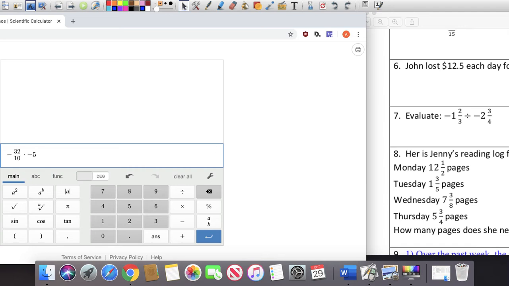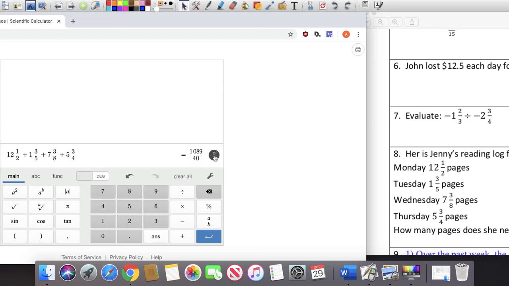I'm going to clear all that. So I'm going to add 12 and a half plus, I guess I'll put the fraction first, plus 1 3/5 plus, and then she read 7 3/8 plus, and she read 5 3/4 on Thursday, and it gives me my answer as a decimal. Let's see, why did she, oh no.